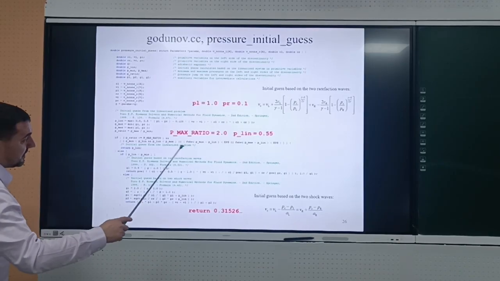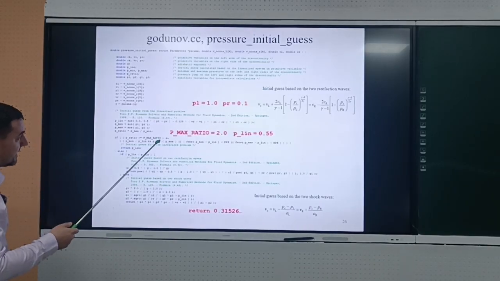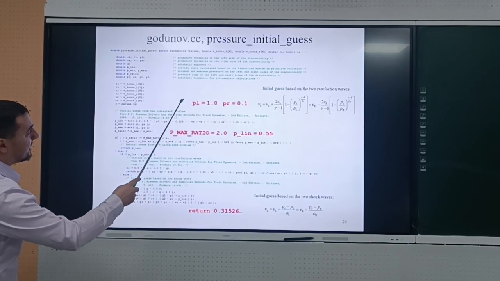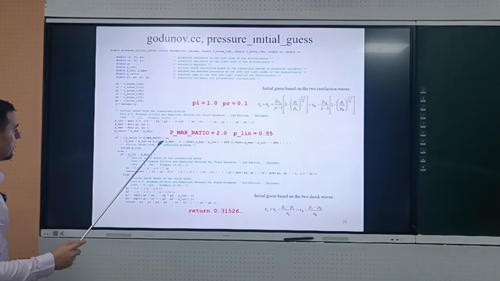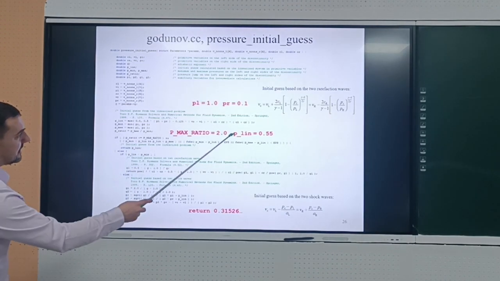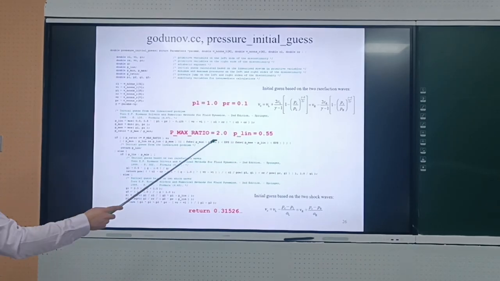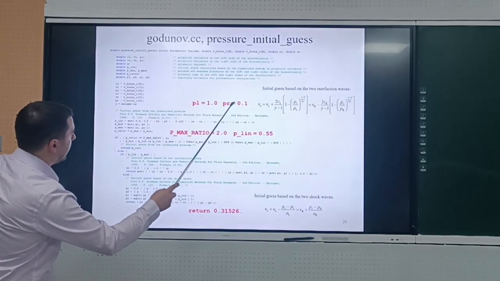And so this coefficient was chosen equal to 2.0. So this is linear, but the real ratio is 10, right? The real ratio. And this linear approximation, the initial guess based on the linearized problem, 0.55, is greater than 0.1.